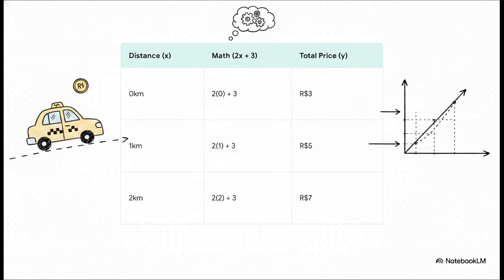Let's say our taxi charges a fixed entry fee of 3 reais and a variable rate of 2 reais per kilometer. So our formula is y equals 2x plus 3. If your input distance is 0, you're still paying that 3 reais entry fee. Travel 1 kilometer, 2 times 1 plus 3 is 5 reais. Travel 2 kilometers, you pay 7. Just like that, you have built a fully functional mathematical machine right in your head.